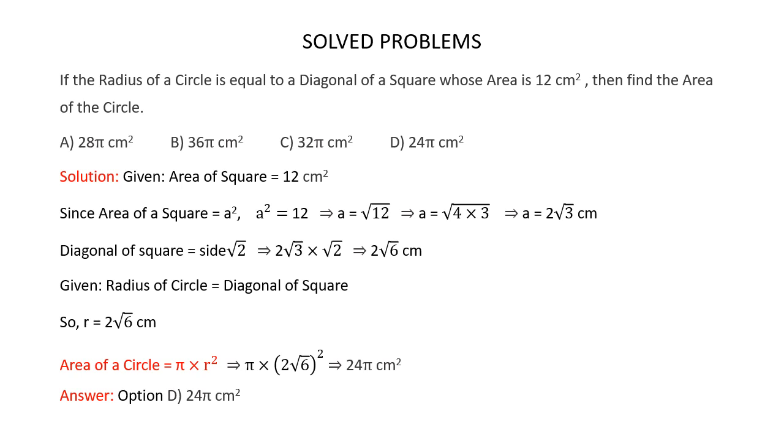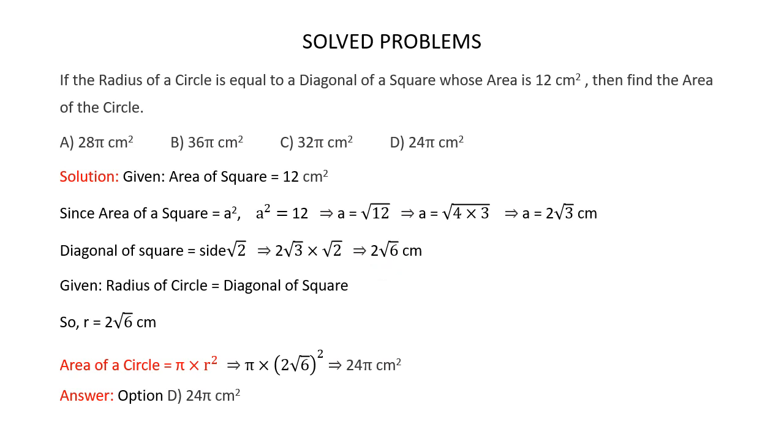Now we know that diagonal of a square is equal to side root 2. Since we know that side is equal to 2 root 3 centimeters, let's substitute the value of the side here. So now we have diagonal of the square is equal to 2 root 3 multiplied by root 2, which is nothing but 2 root 6 centimeters. So diagonal of the square is equal to 2 root 6 centimeters.